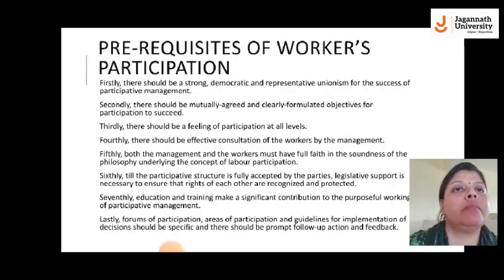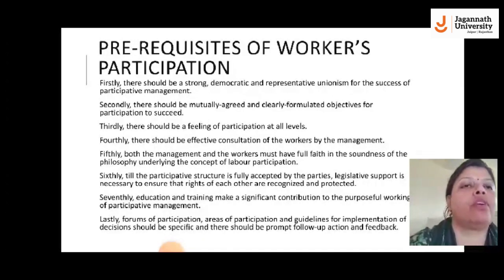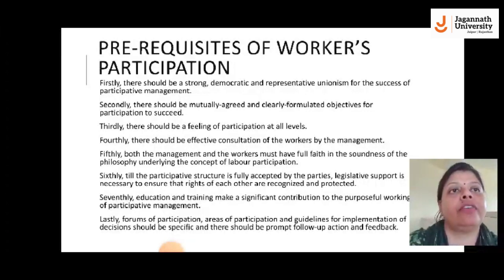Fifth, both the management and the workers must have full faith in the soundness of the philosophy underlying the concept of labor participation. They must have faith in whatever decisions have been taken in the organization. Sixthly, till the participative structure is fully accepted by the parties, legislative support is necessary to ensure that the rights of each other are recognized and protected. Rights of all the workers and employers must be protected.